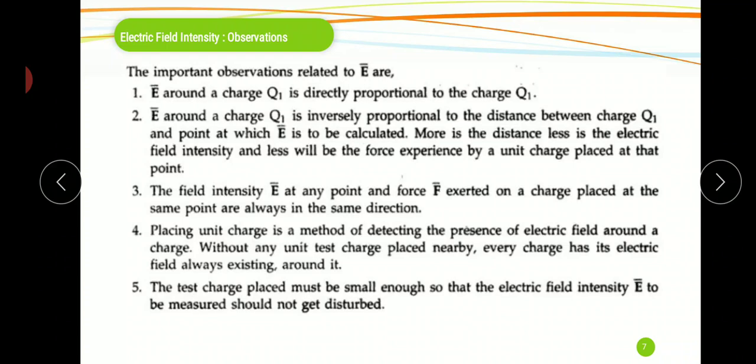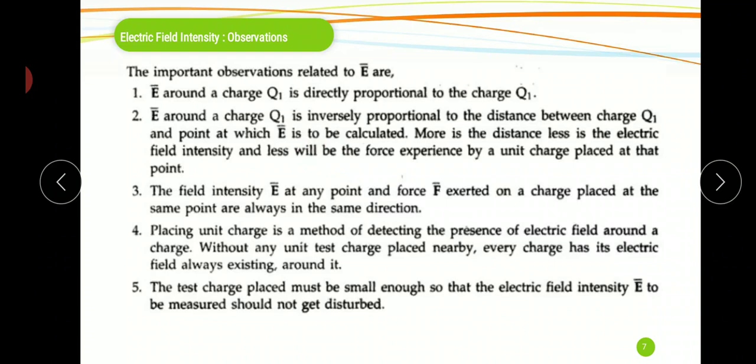And electric field intensity around the charge Q1 is inversely proportional to the distance between the charge Q1 and the point at which E has to be calculated. As we already discussed, the electric field intensity varies from point to point around the charge. That means if the distance between the charge and the point is less, then the electric field intensity is more. If the point is farther away from the charge, then the electric field intensity decreases.